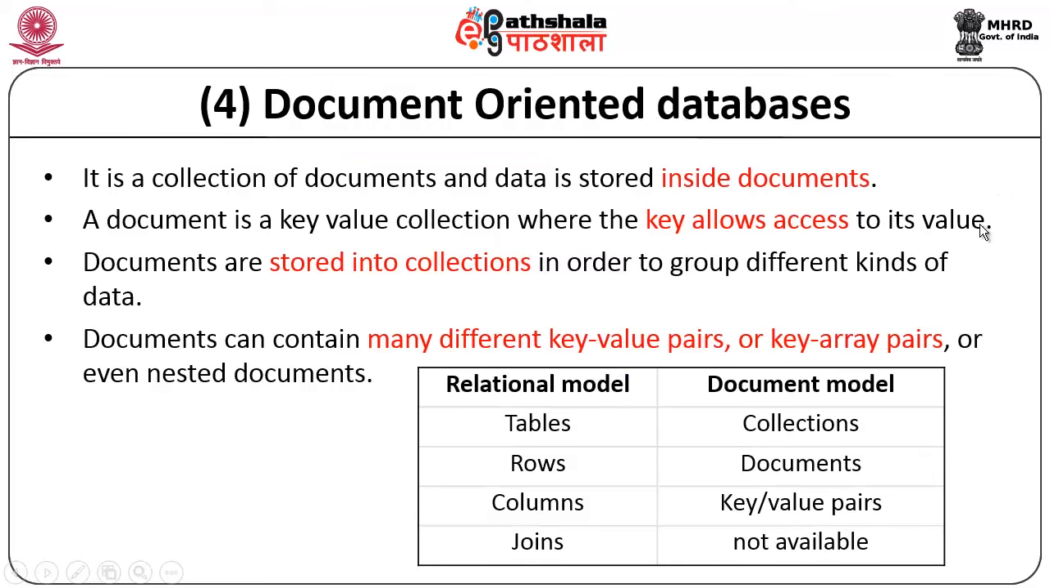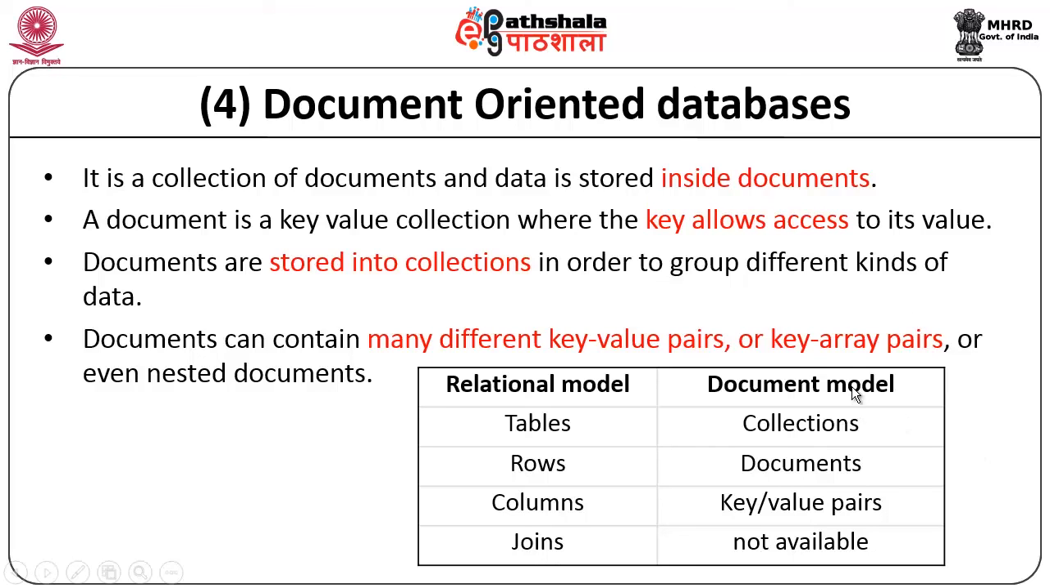Then the fourth type of database is document oriented databases. A document oriented database is actually a collection of documents, and the data is stored inside documents. When we call something a document, a document comprises key value pairs or key value collections. These keys help in accessing the values that are present inside the document. Documents are stored in collections in order to group different kinds of data. Documents can contain many different key value pairs or key array pairs or even nested documents. In other words, a document internally may contain another document.